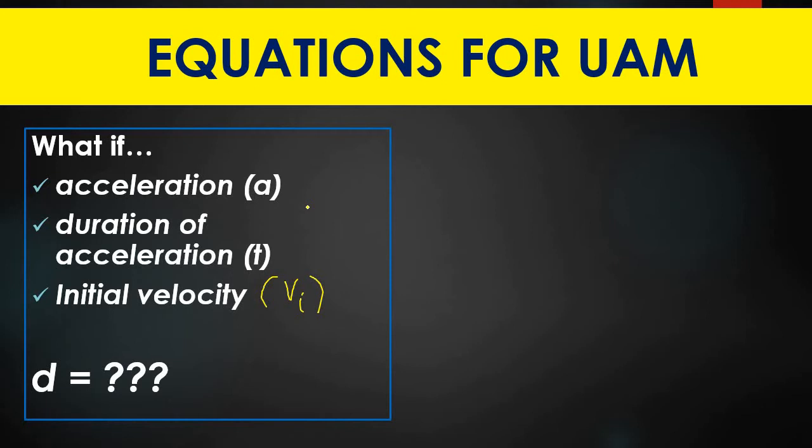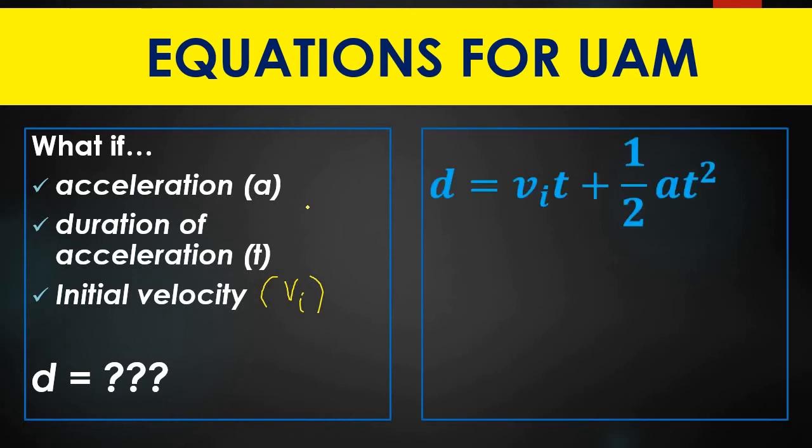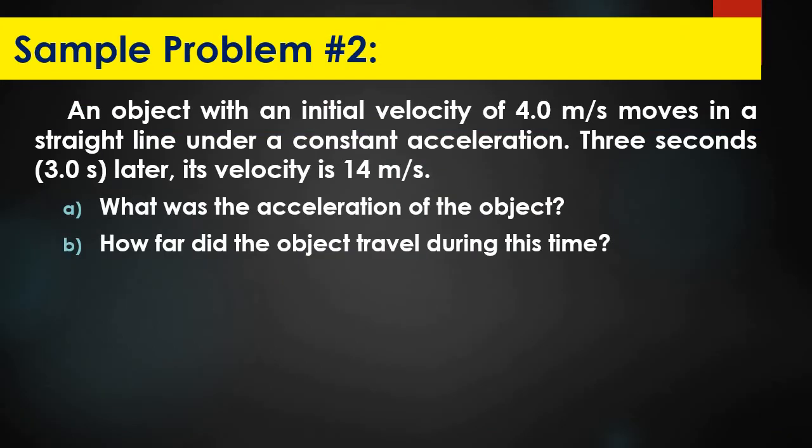So therefore, velocity is changing. We can use this formula: D is equal to VI times T plus 1/2 AT squared. D is for displacement, VI for initial velocity, T for time, plus 1/2 AT squared. Let's apply that in our problem.